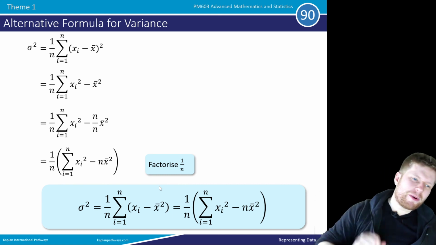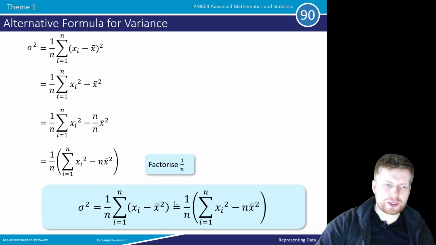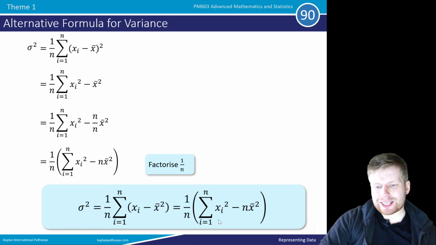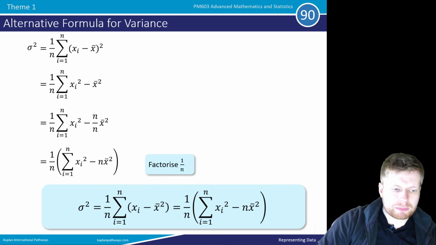So that's another way of writing the formula for variance. I could stick with the original one, which is more closely related to the difference from the average. But actually, this is another version which I could use as well. So just something to be aware of.